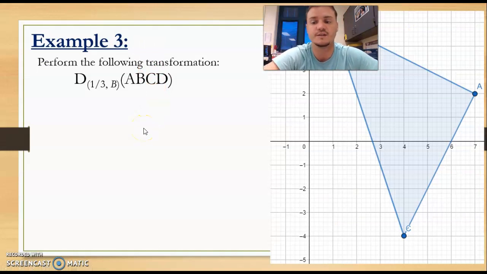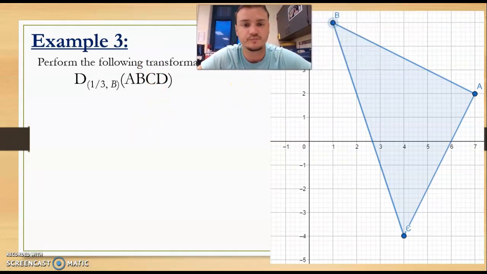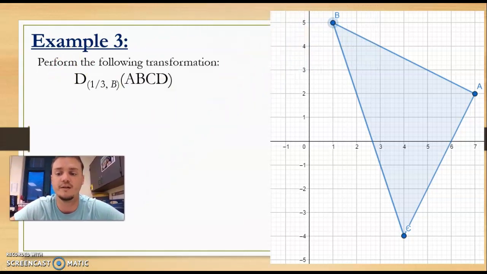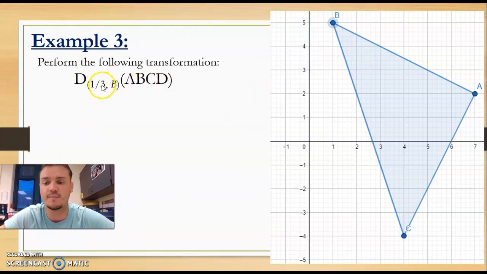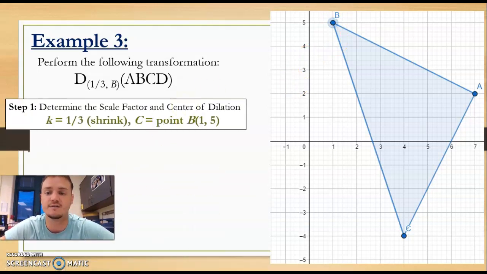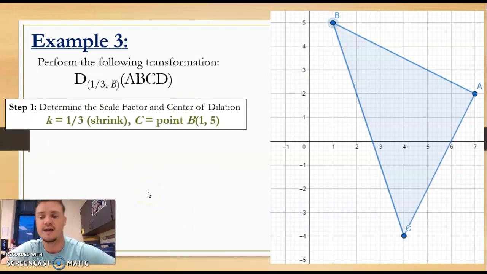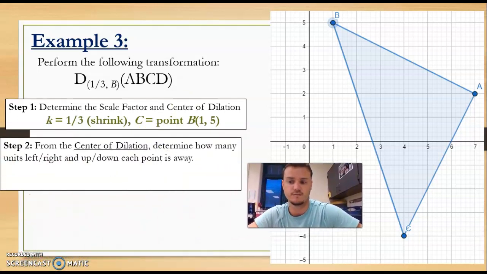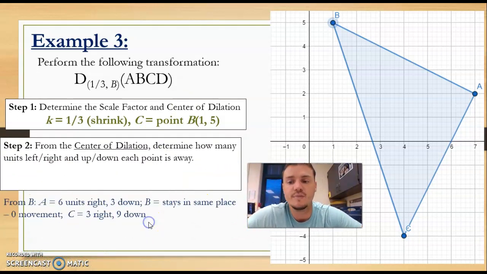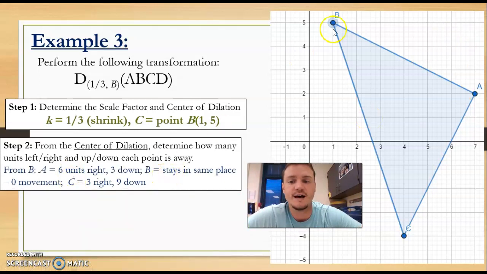All right, let's run through this last example, example 3. This is performing a dilation, so 1/3 means we're going to make it 1/3 the size. We're using B as the center of dilation. So in this case, we're going to look at how far A is away from B. Well, it's 6 units right, 3 down. B has no unit change, so there's 0 movement. And then C is 3 to the right, 9 down.